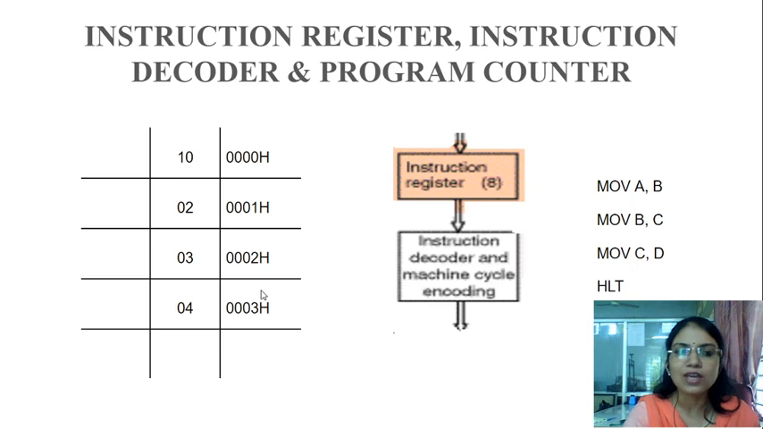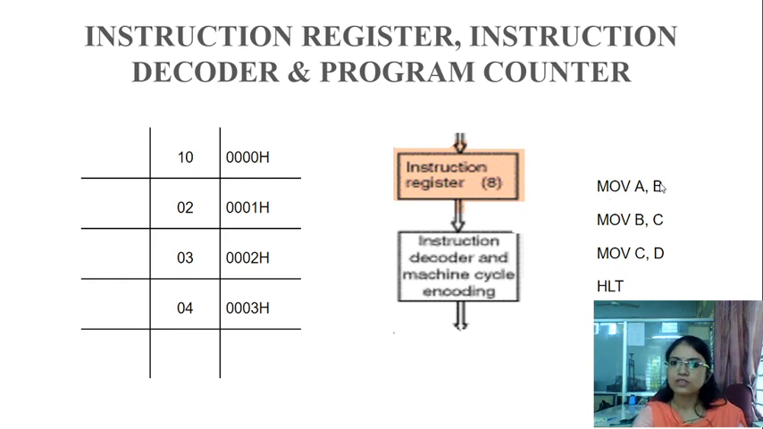Now I want to execute this program. I want to execute it and after executing, I want to check the result also. Okay, so for execution of this instruction, the instruction register, instruction decoder and program counter play an important role. Now we have to execute the first instruction.